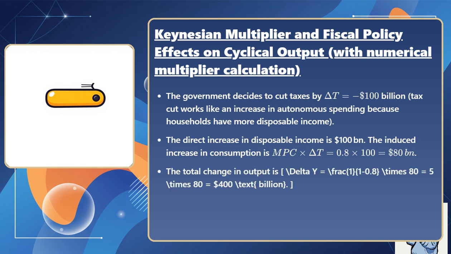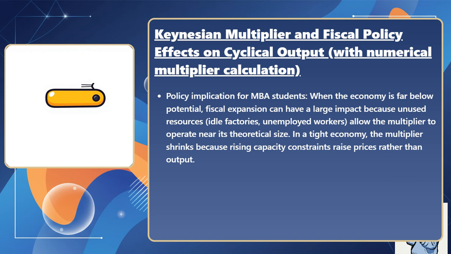The total change in output is ΔY = 1/(1 − 0.8) × 80 = 5 × 80 = $400 billion. Thus, a $100 billion tax cut generates a $400 billion rise in GDP, a multiplier of 5. Policy implication for MBA students: when the economy is far below potential, fiscal expansion can have a large impact because unused resources, idle factories and unemployed workers, allow the multiplier to operate near its theoretical size. In a tight economy, the multiplier shrinks because rising capacity constraints raise prices rather than output.